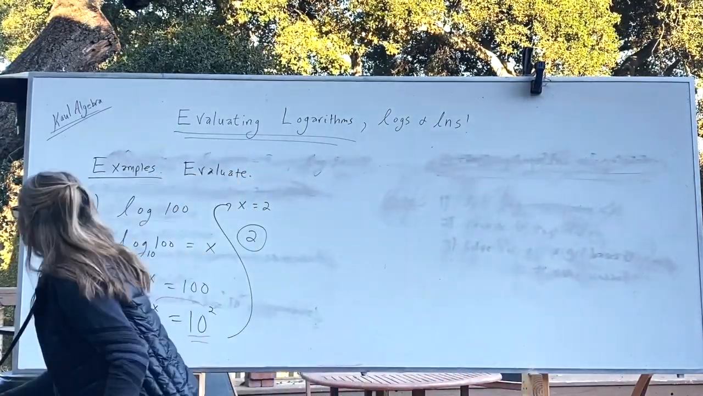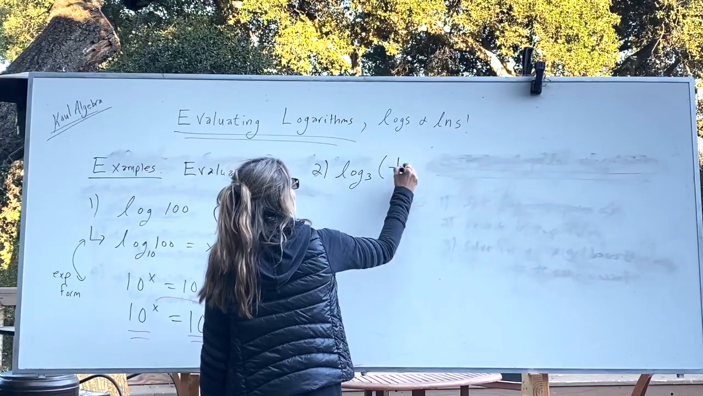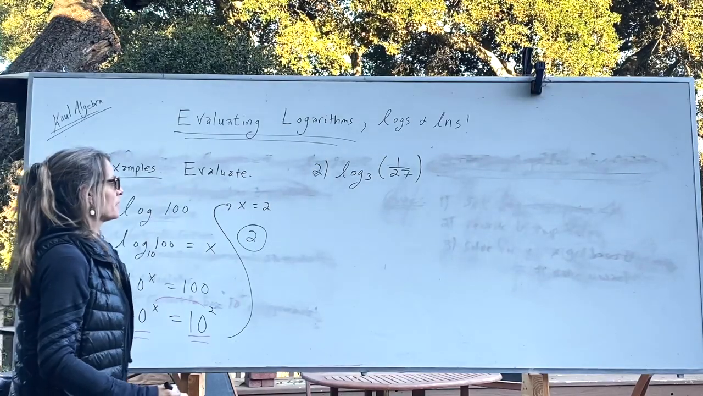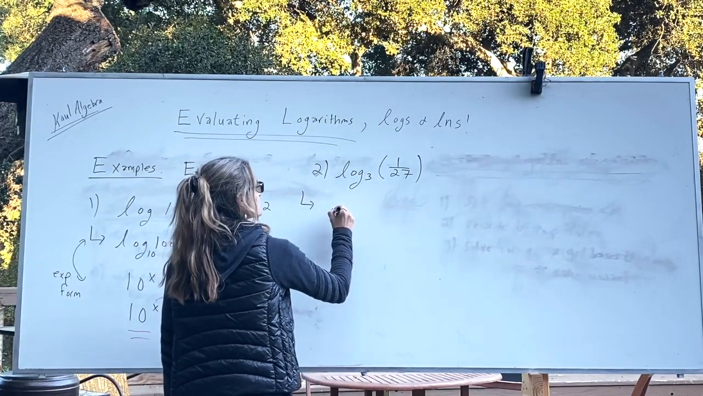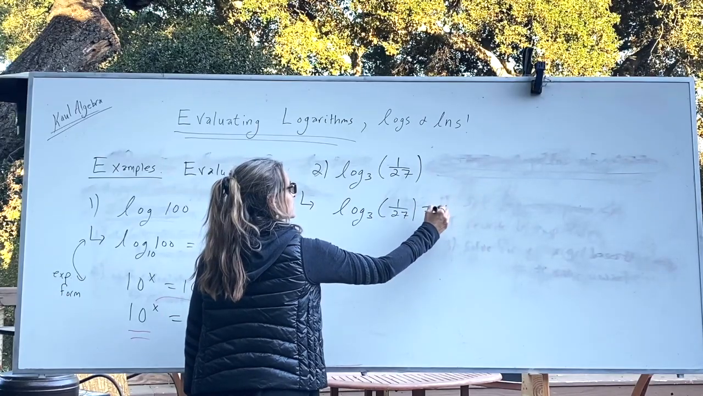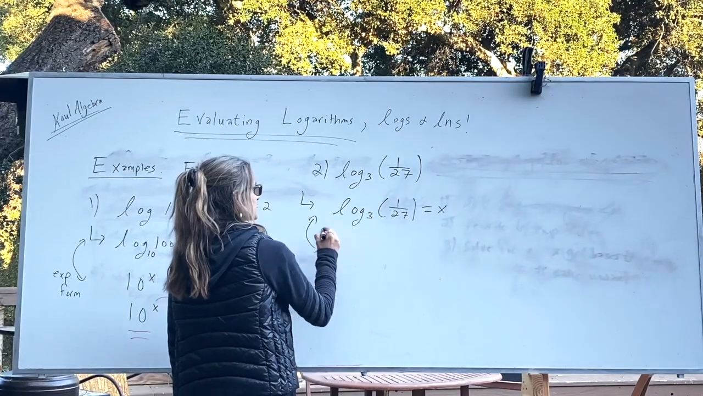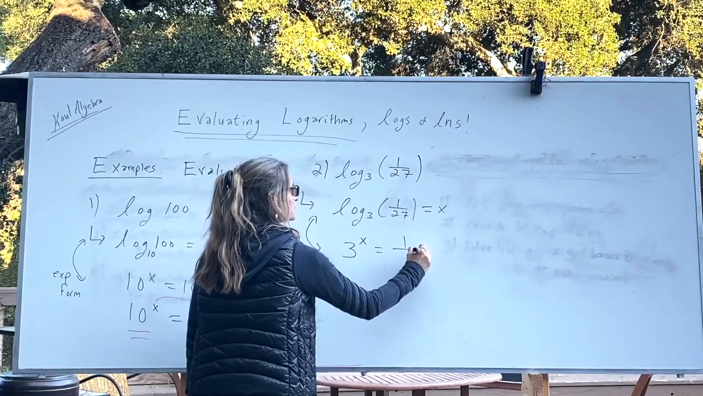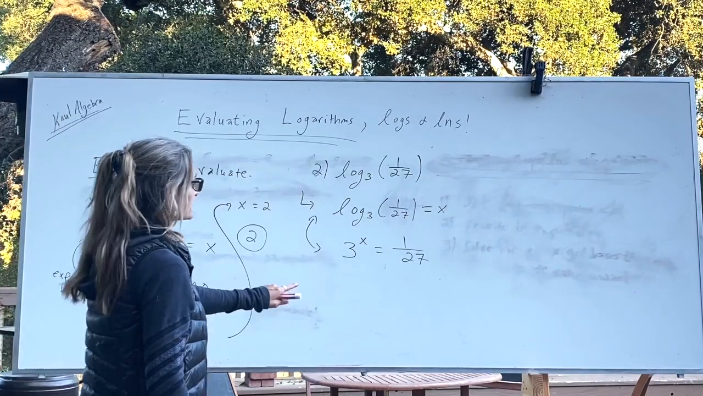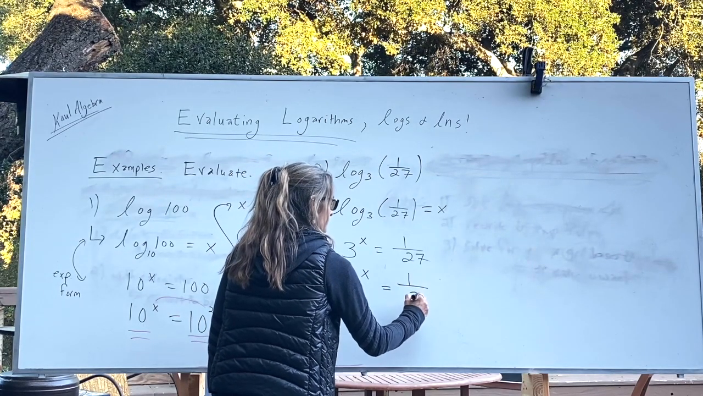Okay, number 2, let's do log base 3 of 1/27. What's the value of that logarithm? To start, let's say log base 3 of 1/27 equals x. Now I'm going to rewrite in exponential form so that I get 3 to the x equals 1 over 27. The key to solving this, if you don't see it right off, is getting the bases the same. So I'm going to say 3 to the x equals 1 over 3 cubed.